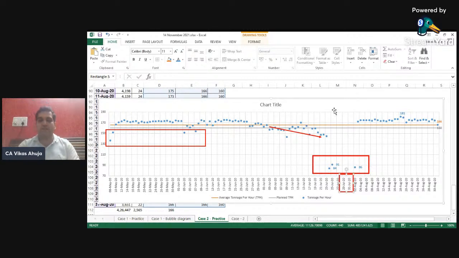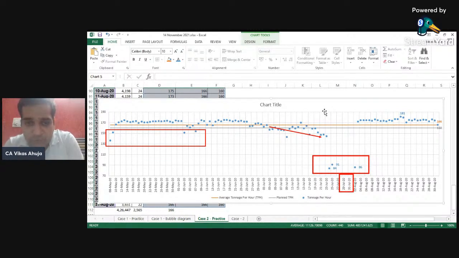On these 3, 4 days, there is no production. If we fix these, if these 3 days of production are added and improved, this downfall would not have happened, these 4 or 5 dots below my average. It would have resulted in a good jump in the average tonnage per hour that we achieved. So this is the insight that comes out of this, which will ultimately increase productivity.